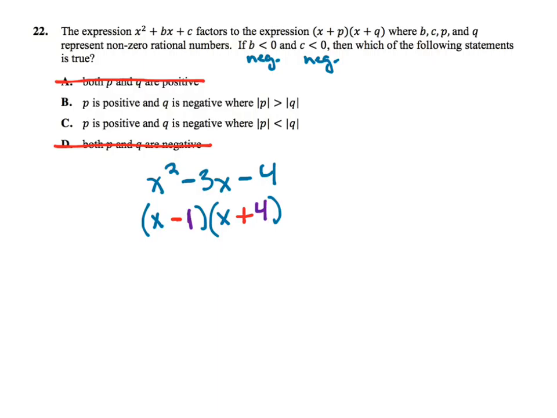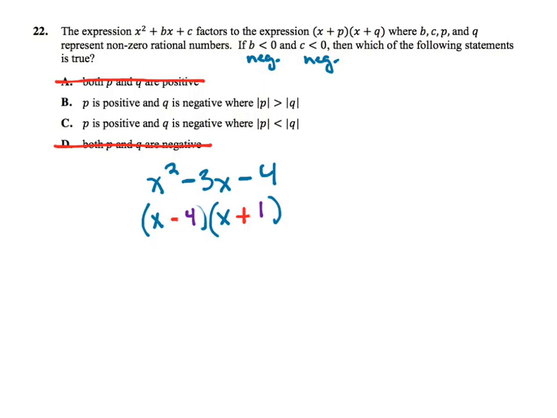And if I put 1 and 4 there, what am I going to get? I'm going to get a positive 4x, I'm going to get a negative 1x, and that's going to add up to be a positive 3x. So that doesn't work. If I put a negative 4 and a positive 1 in, now I get a negative 4x, and I get a positive 1x, and that's going to give me my negative 3x.